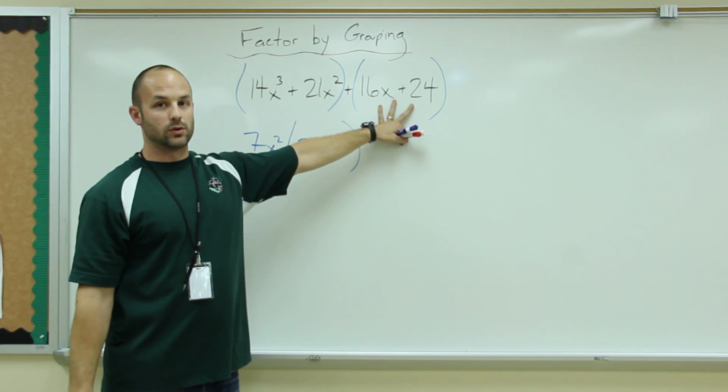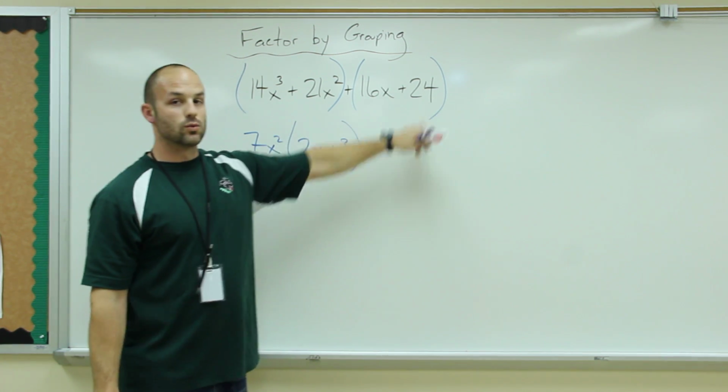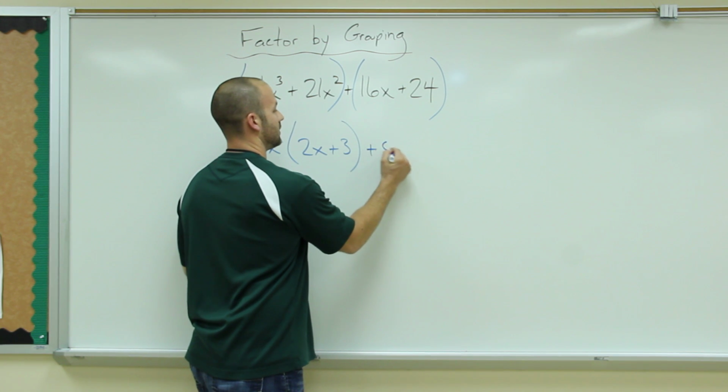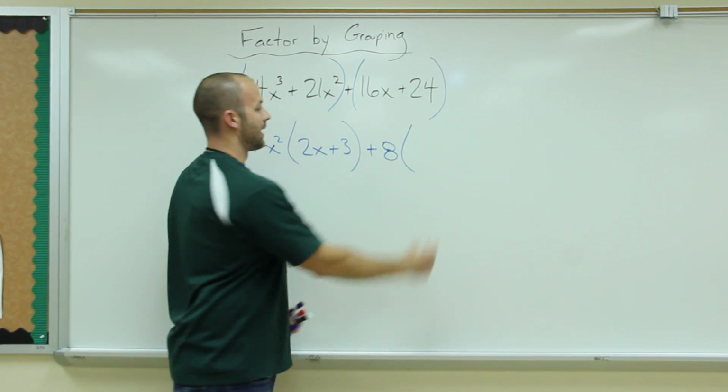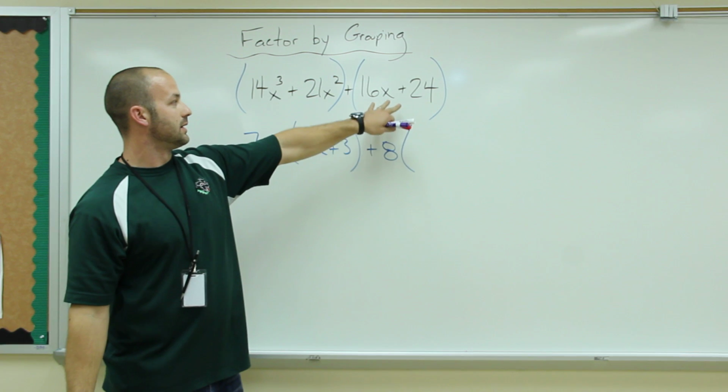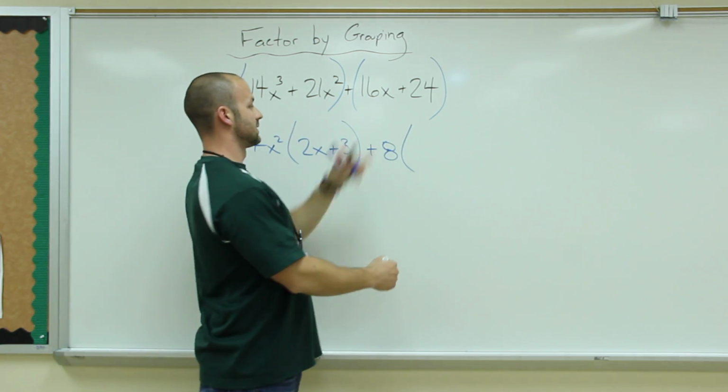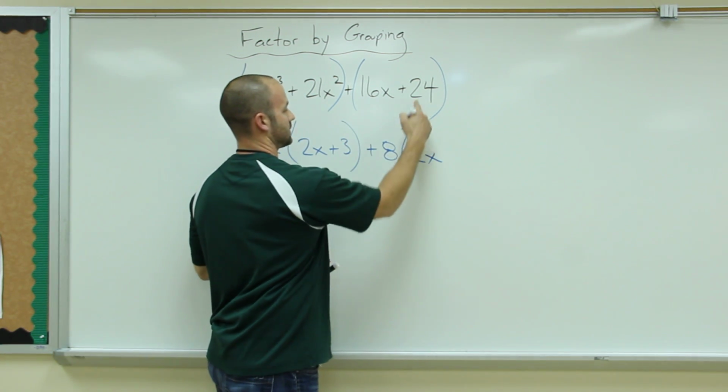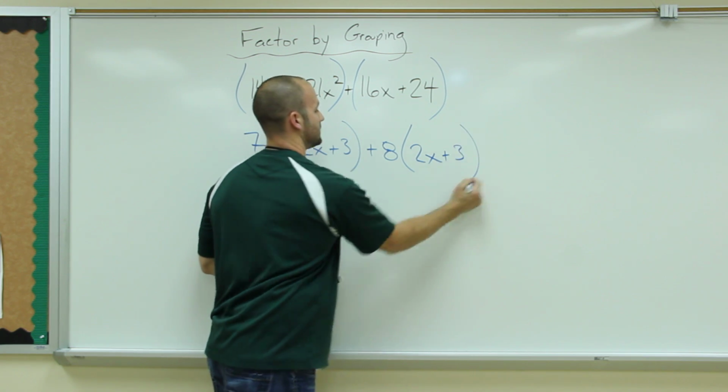I've got 16x plus 24. 16 and 24 are both divisible by 8. So I factor out the 8. Now factoring is a division technique, so I need to divide. 16x divided by 8 is 2x. 24 divided by 8 leaves me with a positive 3.